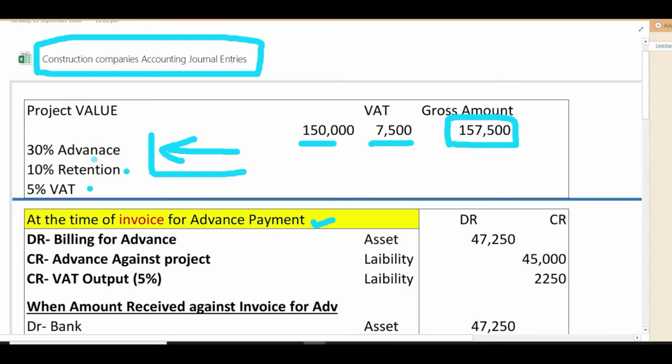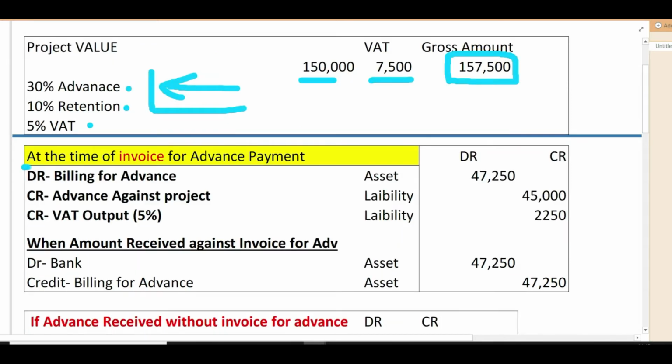The advance and retention work in such a way that the 30% advance that you receive will be adjusted with each progressive invoice, and retention will be deducted from each progressive invoice, and you will receive it after the end of the project. It might be after 6 months, 3 months, or 12 months, whatever your project is, and VAT is 5%. So these are the conditions of the construction project. We will try to make the journal entries so our concepts are clear.